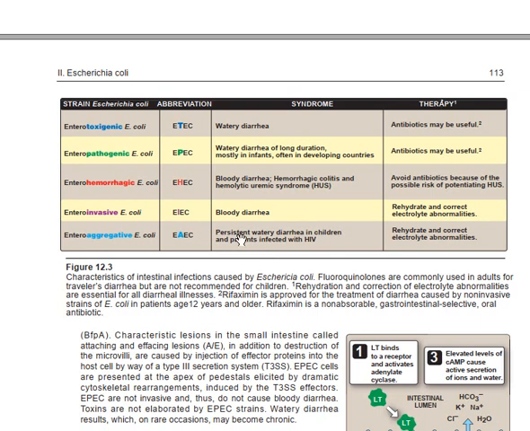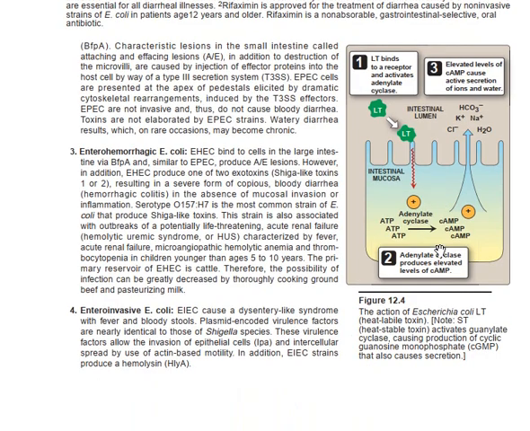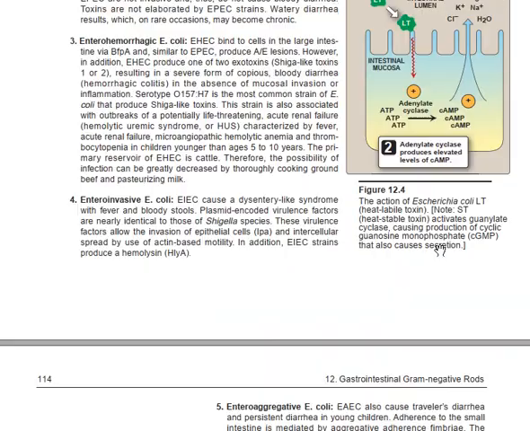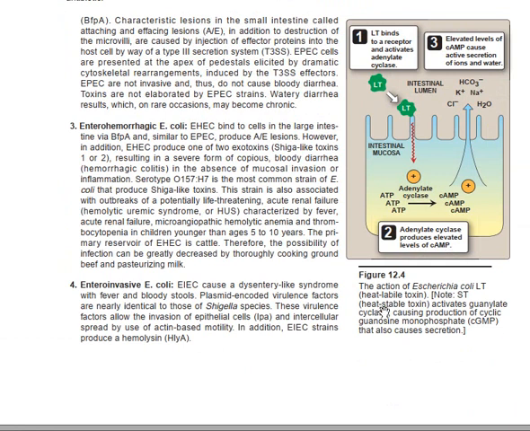And when you have enteroaggregative, you also rehydrate and correct the electrolyte abnormality. So those are the different things to visualize here. So these are the different microorganisms. Now, the next diagram is the action of Escherichia coli toxins.